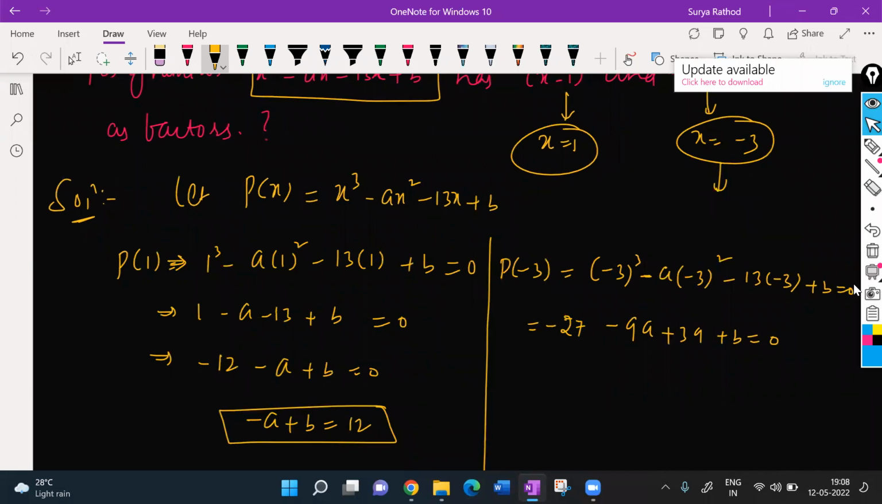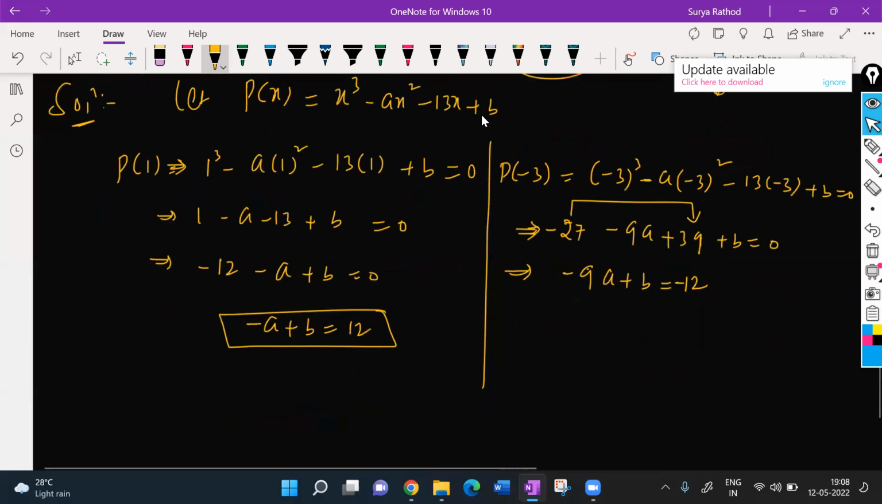So what you are going to get now is minus 27 plus 39, which will be 12, minus 9a plus b as it is. So it's plus 12 minus 9a plus b equal to 0, giving minus 12 on the right side. Minus 12. So this is what I got.